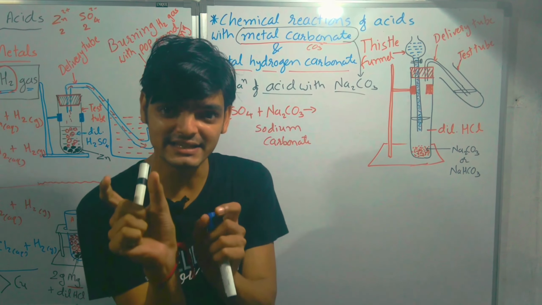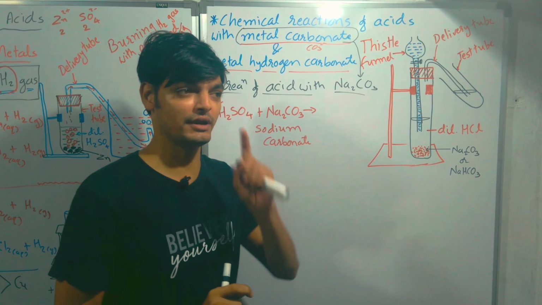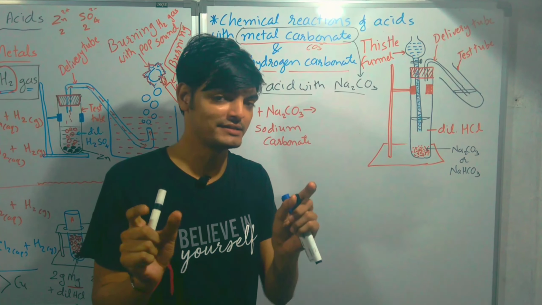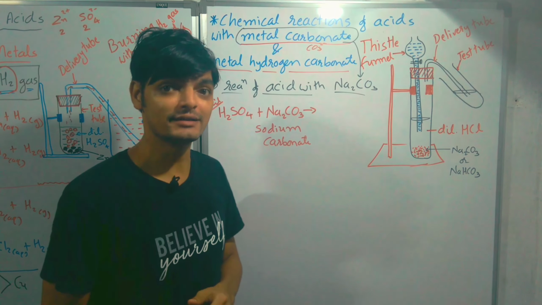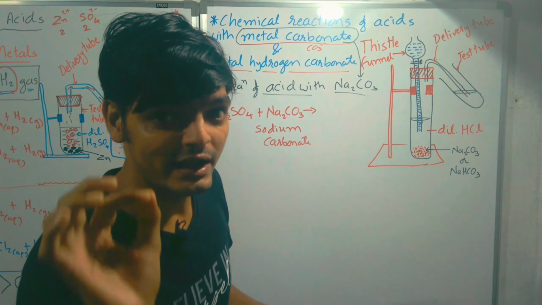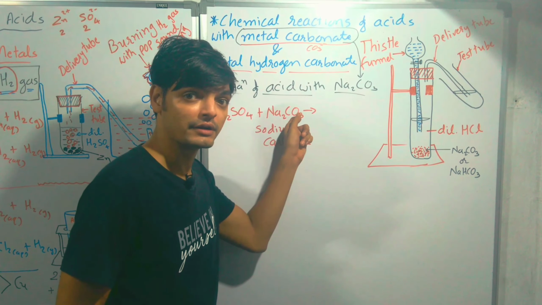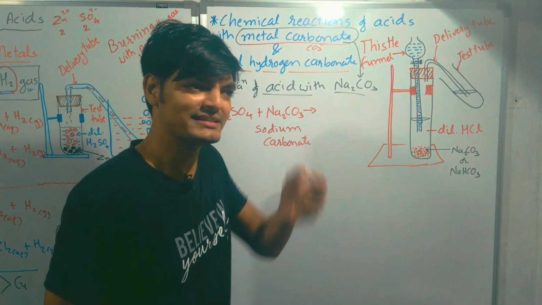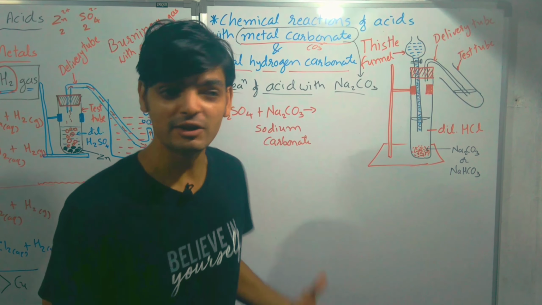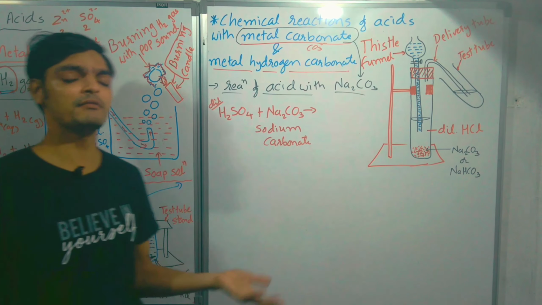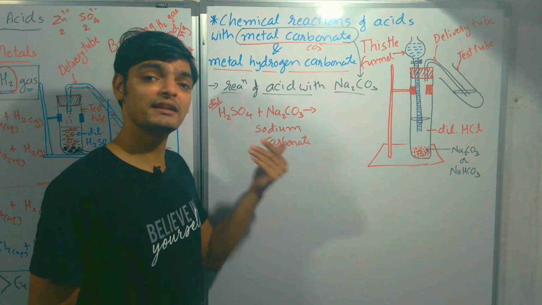Remember that when acid reacts with base, it will form salt plus water. Don't forget this sentence, it's very important. Acid with base, salt plus water will form. But one more important thing you have to remember: whenever carbonate is there, it will release carbon dioxide gas when it is heated or when it is reacting with acid, because CO3 is mostly formed from carbon dioxide. So when CO3 reacts with acid, it will release carbon dioxide.